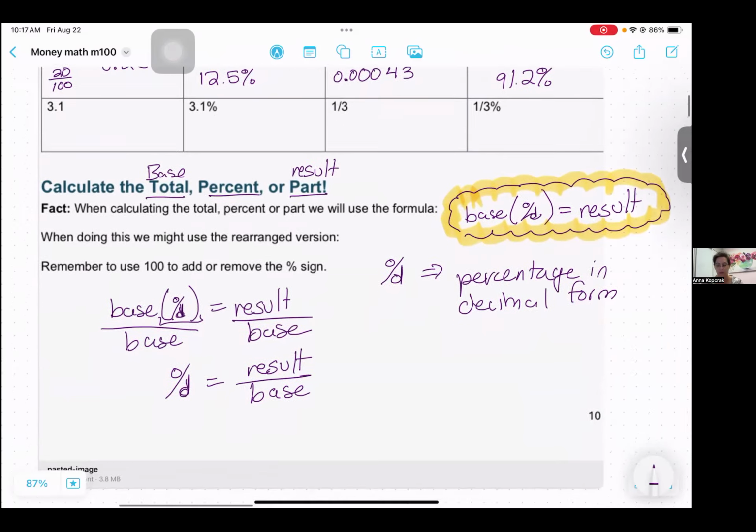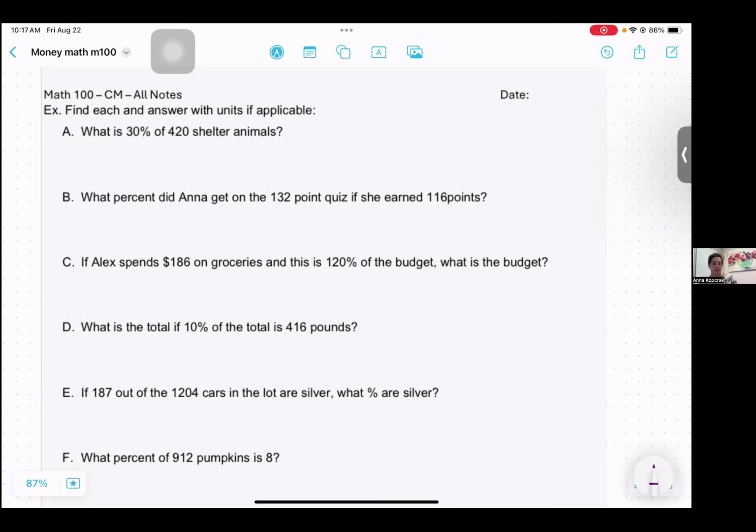Find each answer with units if applicable. What is 30% of 420 shelter animals? I love these word type questions very often, because it's going to give you the percentage with either the word percent or a symbol. So check it out. They gave us our percent. That's going to be our percent. We do need to change it to decimal form.